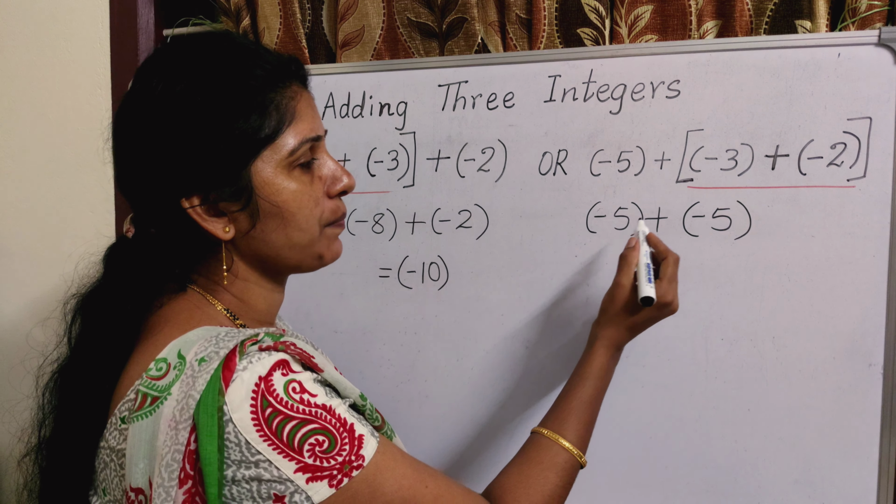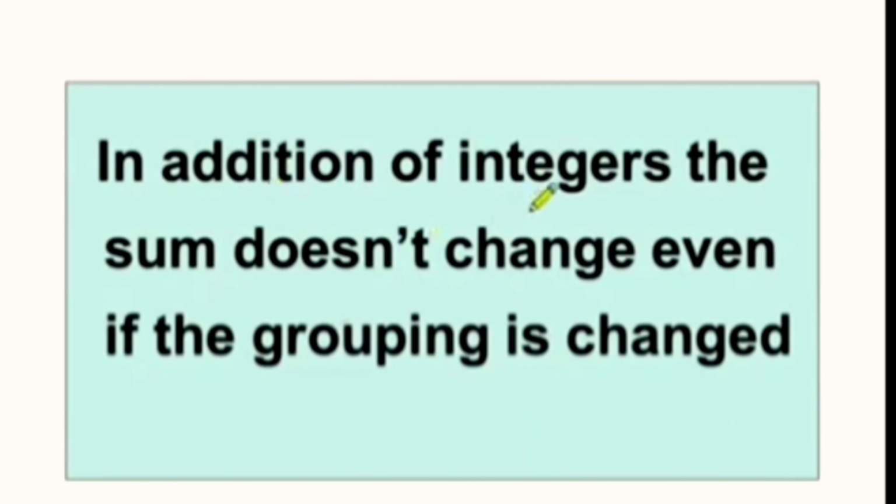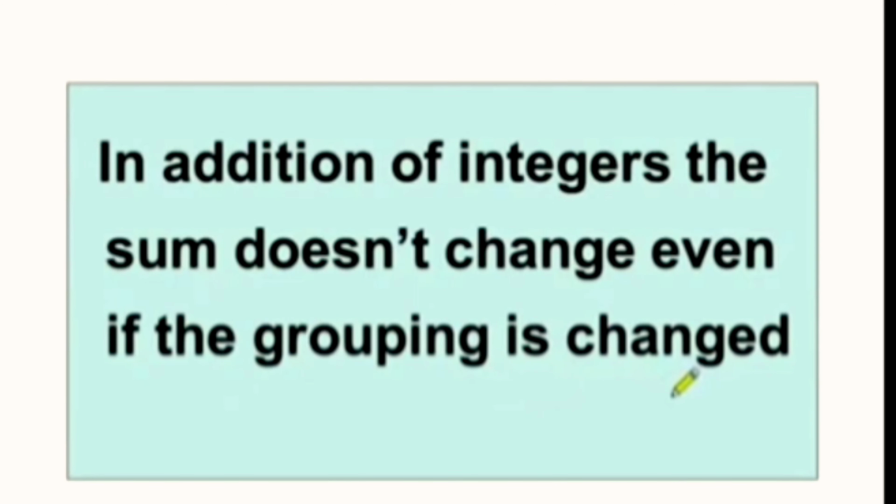Students, observe that in both the cases we got the same answer, that is minus 10. Students, what do we learn from this? We can say in addition of integers, the sum doesn't change even if the grouping is changed. Therefore, addition is associative for integers.